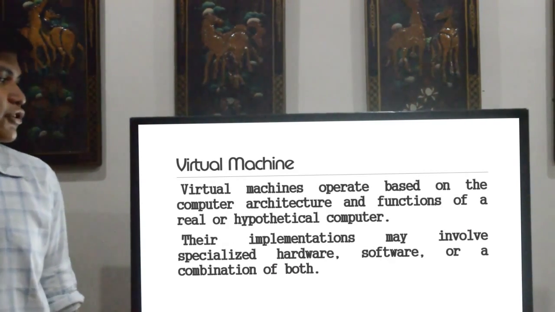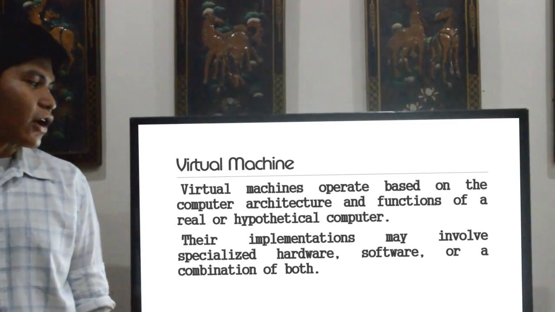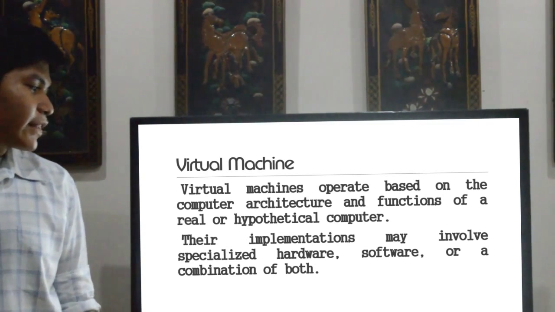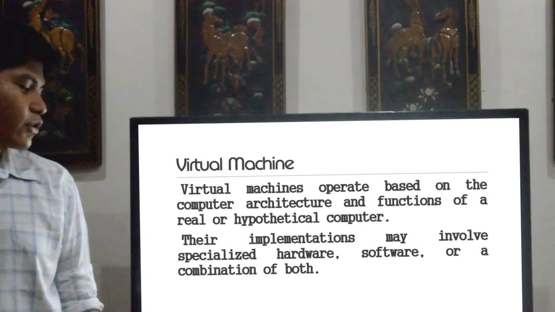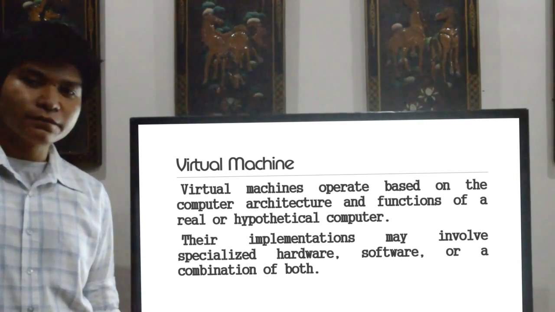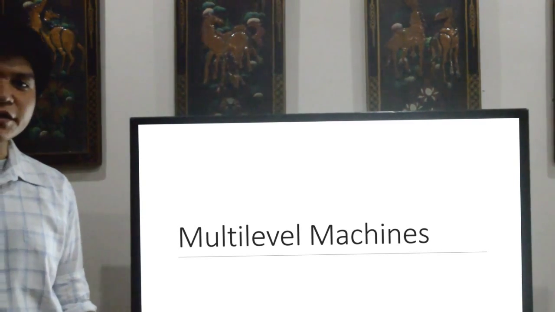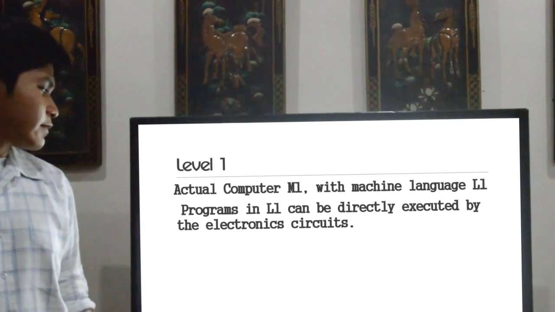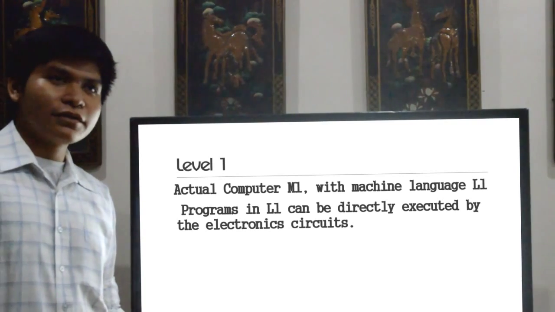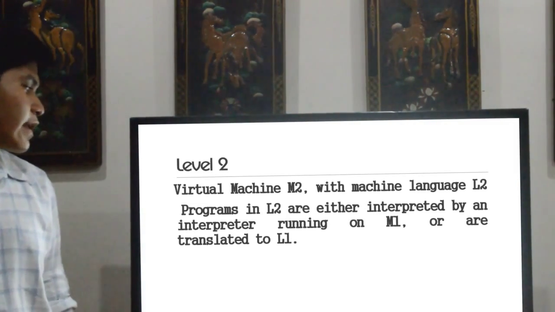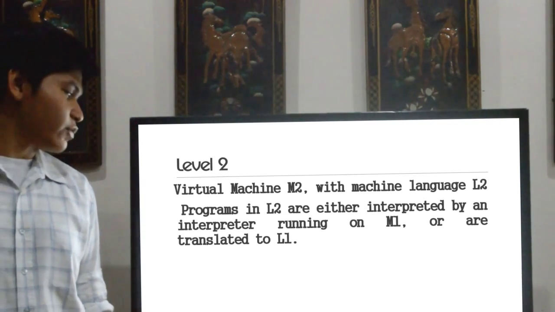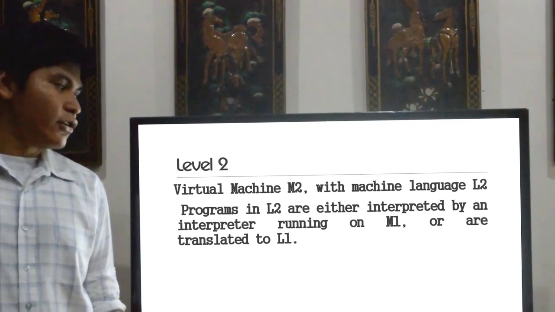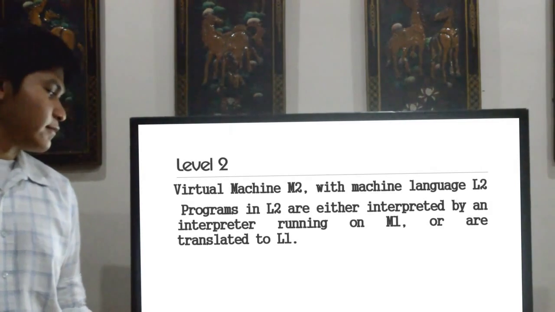Virtual machine. Virtual machines operate based on the computer architecture and functions of a real or hypothetical computer. Their implementation may involve specialized hardware, software, or a combination of both. Multi-level machines. So level 1, actual computer, with machine language L1. Programs in L1 can be directly executed by the electrical circuits. Level 2, virtual machine M2 with machine language L2. Programs in L2 are either interpreted by an interpreter running on M1 or are translated to L1.